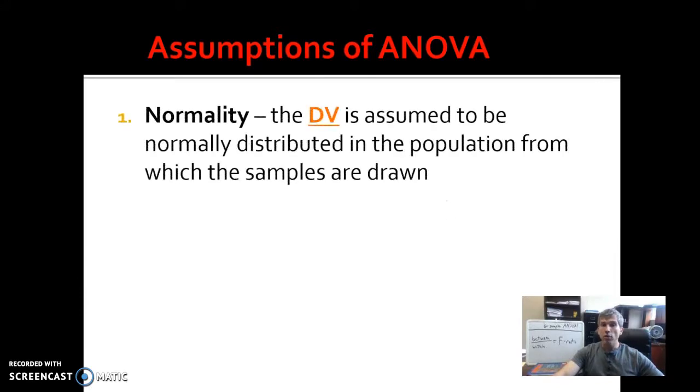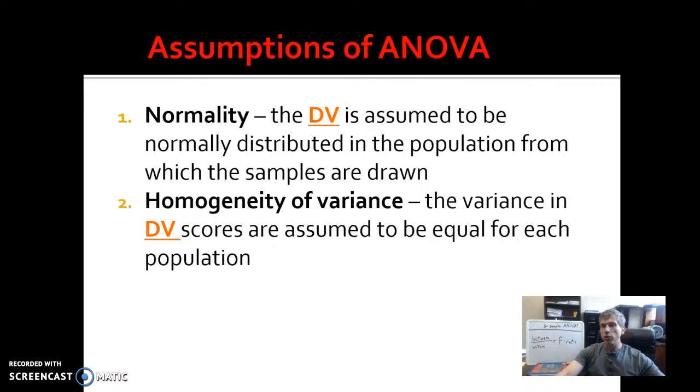in an ANOVA. First, we assume normality, which just means whatever DV we're measuring, we assume that it follows a normal curve in each population that you take your samples from. If you remember from the sampling distribution stuff, that's something you can be pretty confident about, that the variable follows a normal curve in the population because of the way the sampling distribution works. But that is one of the assumptions that we make. We also assume what's called homogeneity of variance, which means the variance in those DV scores is also essentially more or less equal for every population you're comparing.